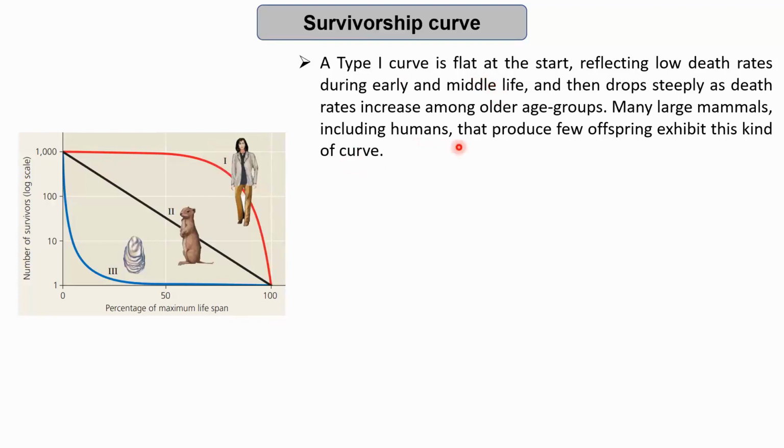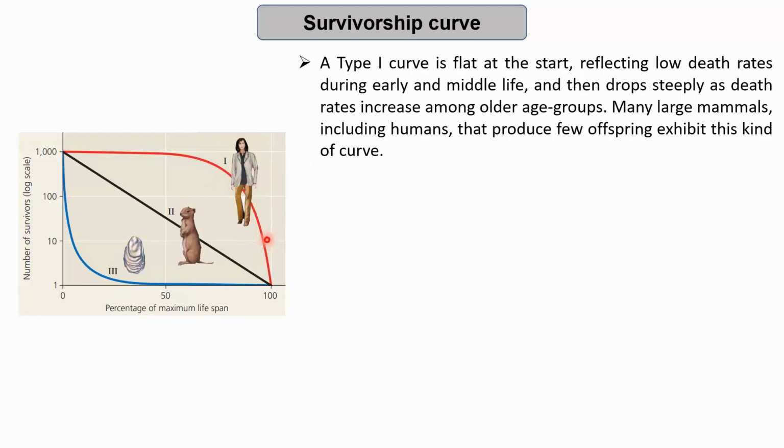Many large animals, including humans, that produce few offsprings exhibit this kind of curve. It is very important, since the larger animals, including humans, produce very few offsprings as compared to the smaller animals. Since they produce few offsprings, it is very important that they survive. Therefore, this type of curve is basically represented by the larger mammals, including humans, that produce few offspring.